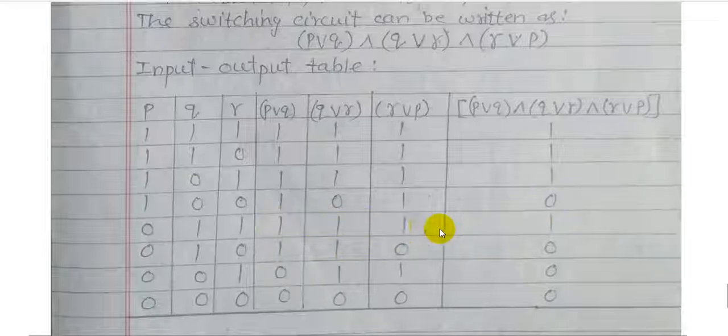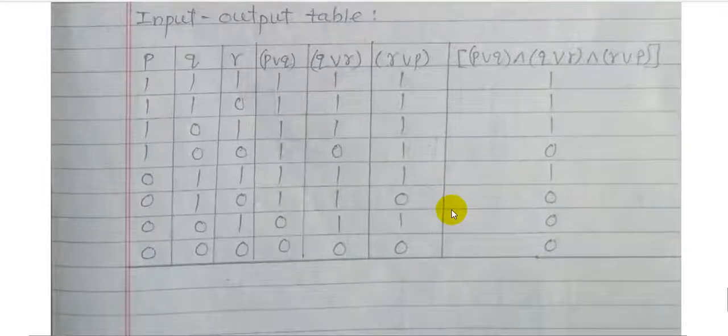Here all the three are 1. This will be 1. Here 2 are 1. This is 0. So this will be 0. 0 double 1, that is 0 because of AND rule. Here all the three are 0. So this will be 0. So dear students, here question number 4 completed. This is the switching circuit. Now remaining part in the next lecture.